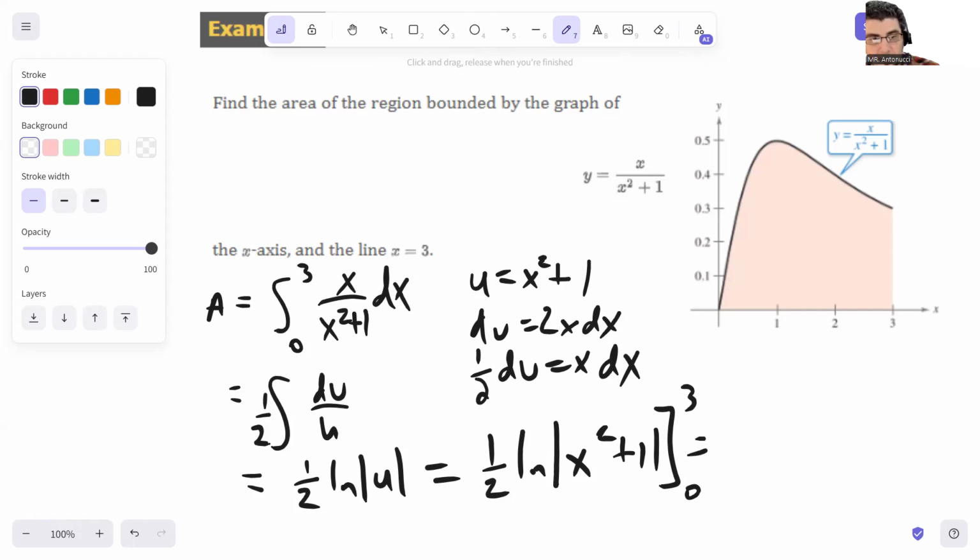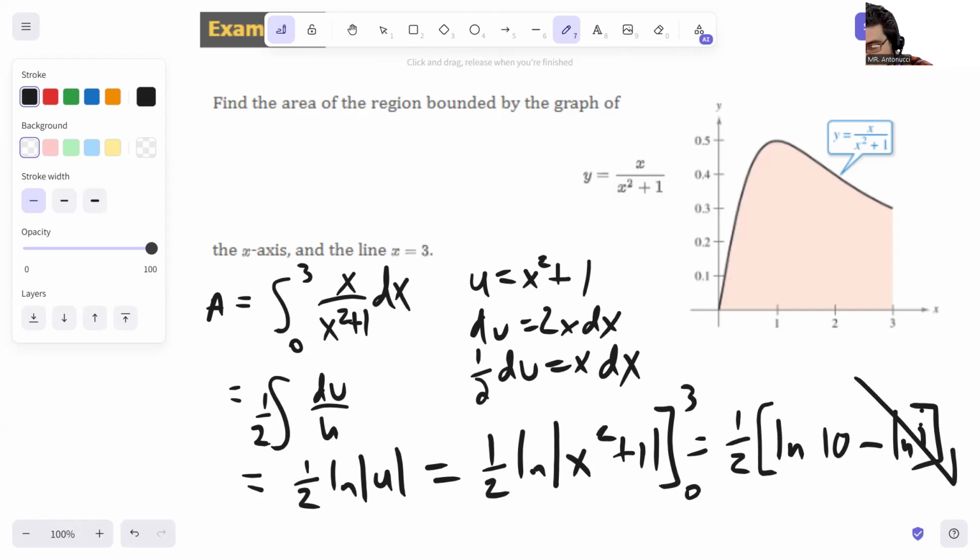Then I'm going to put the 0 and 3 on because I back substituted. So since the 1/2 is multiplying the natural log, I can write it as 1/2 natural log of 3 squared plus 1, which is 10, minus the natural log of 0 squared plus 1, which is natural log of 1. Natural log of 1 is 0, so this is just equal to 1/2 natural log of 10. Okie doke.